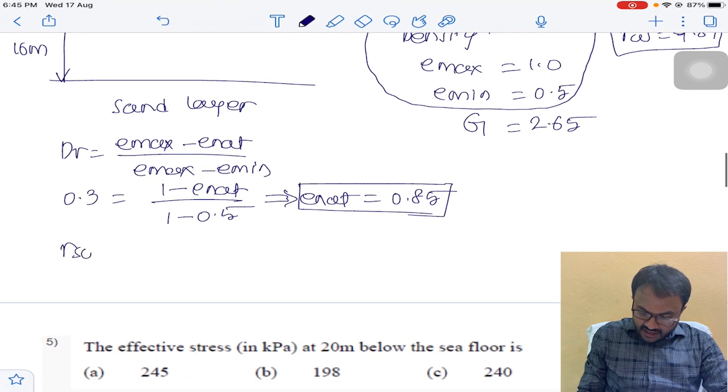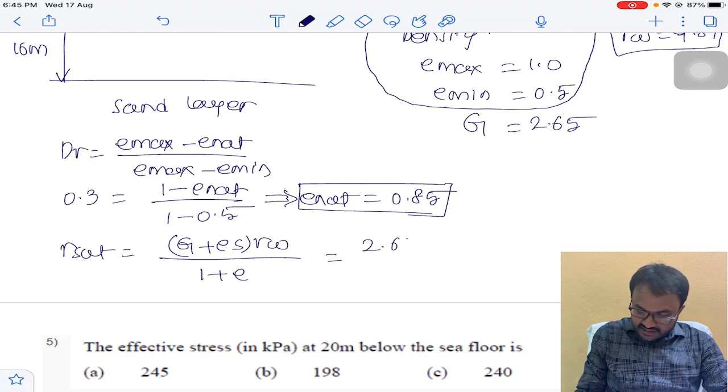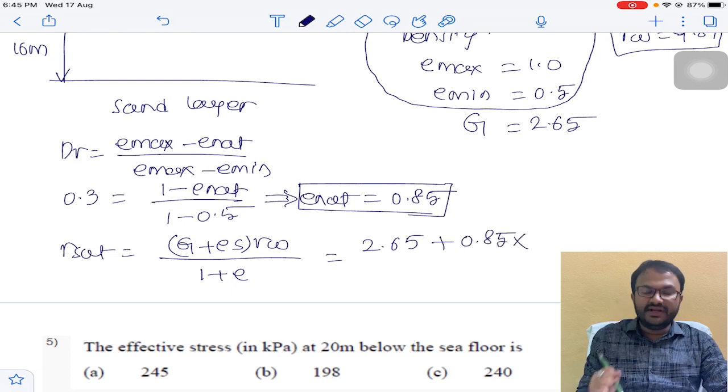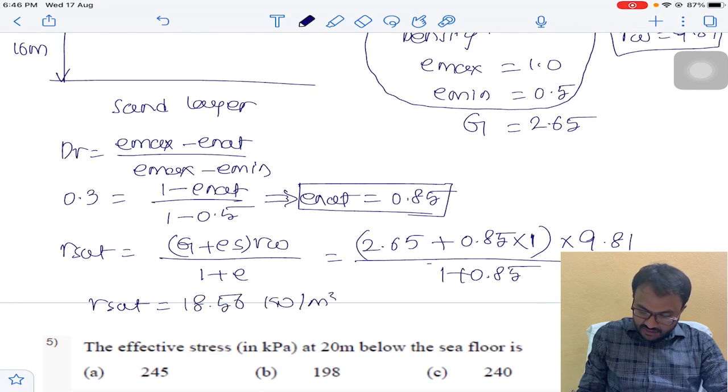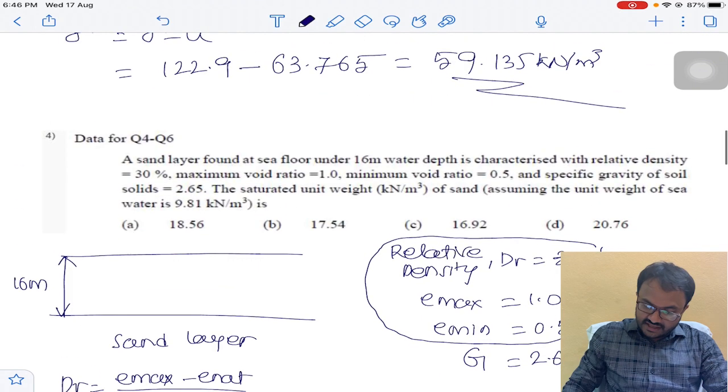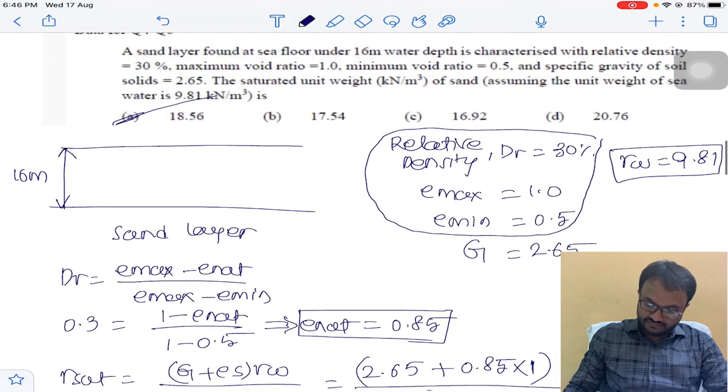And we know gamma saturated is equal to (G plus eS) into gamma W divided by (1 plus e). So G he has given 2.65, e is equal to 0.85, and S we need to take as 1 because the sand is completely saturated, as it lies below the sea, into gamma W, which is 9.81, divided by 1 plus 0.85. So gamma saturated is equal to 18.56 kilonewton per meter cube. So the answer is A for question number 4.